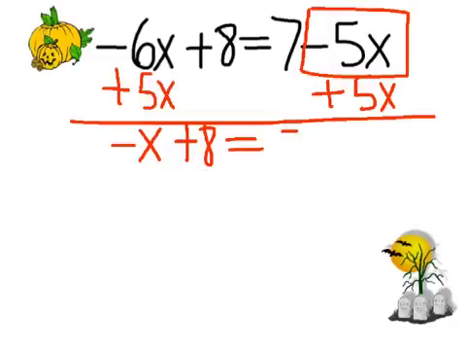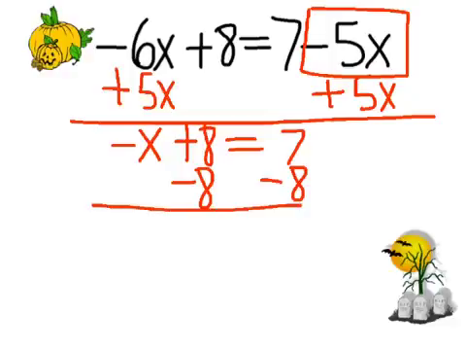Alright, what about the right side? 7. Okay, what's the next step? Subtract 8 from both sides. Right, we have a positive 8, which means we need to subtract 8 from both sides. On the left, that gives us what? Just negative x. What do we have on the right? Negative 1. Okay, now we need to divide by our coefficient.